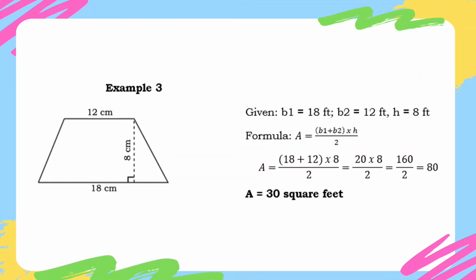Now, let us find the area of the trapezoid. The given for base 1 is 18 feet, for base 2 is 12 feet, and the height is 8 feet. Now, the formula is A is equal to base 1 plus base 2 multiplied by height divided by 2. So, 18 plus 12 times 8 divided by 2. So, the answer is 30 times 8 divided by 2. So, 30 times 8 is equal to 240. And then divided by 2 is equal to 120. Therefore, the area of the trapezoid is 120 square feet.